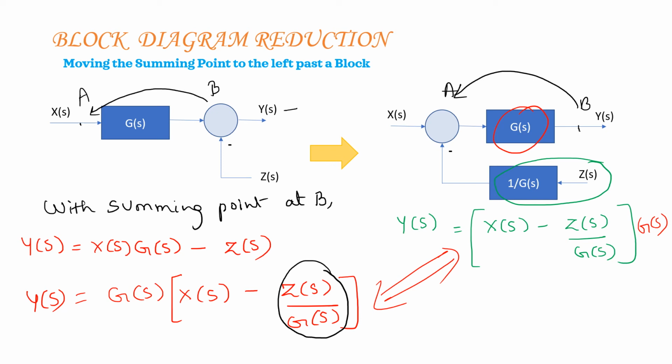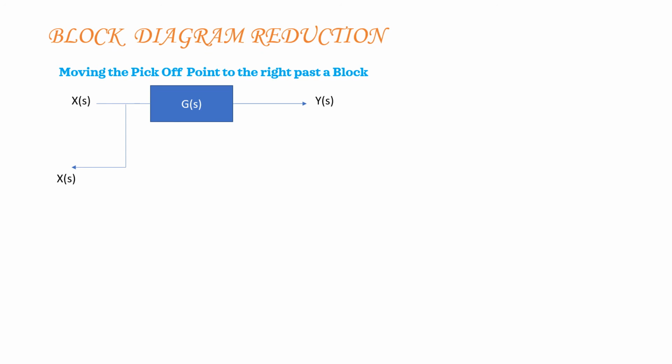So there are two more rules with respect to the takeoff point: the takeoff point shifted past a block to the right as well as to the left. So let us see how we can achieve this. Moving the pick-off point is nothing but moving the takeoff point. So we can write it as: takeoff point to the right past a block.